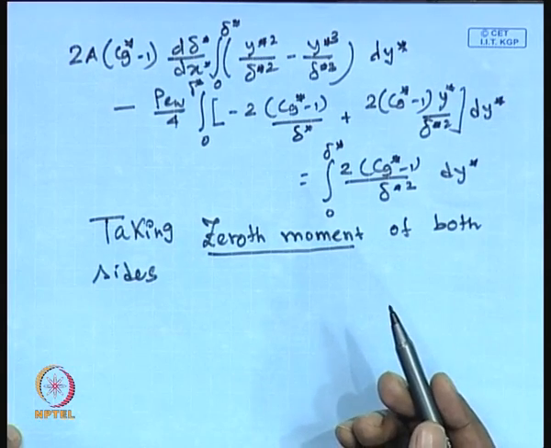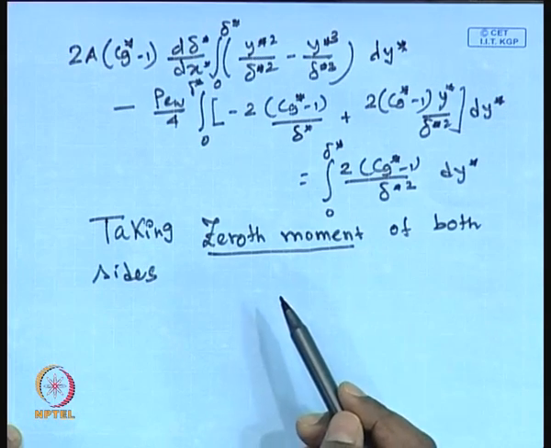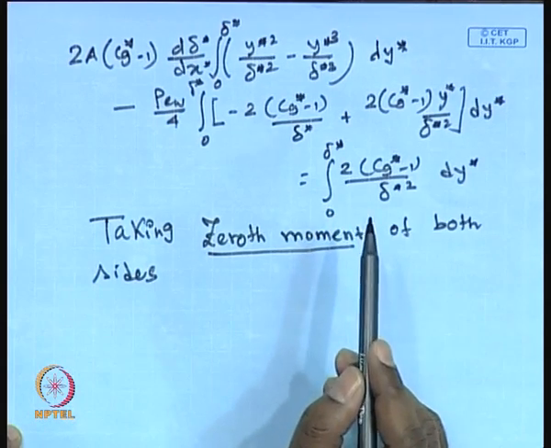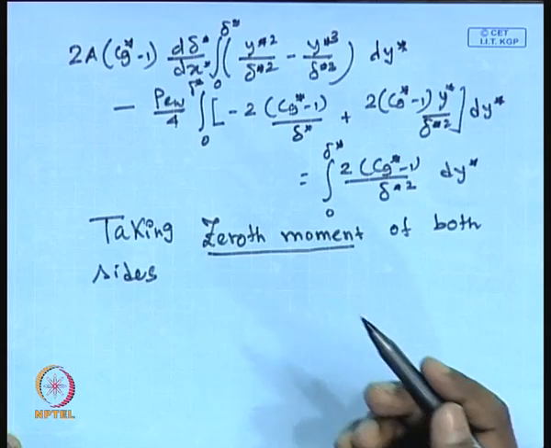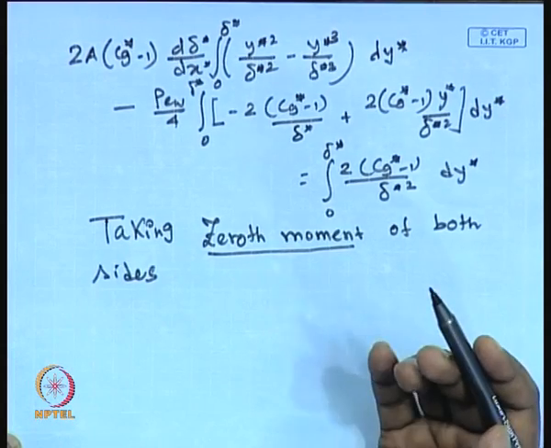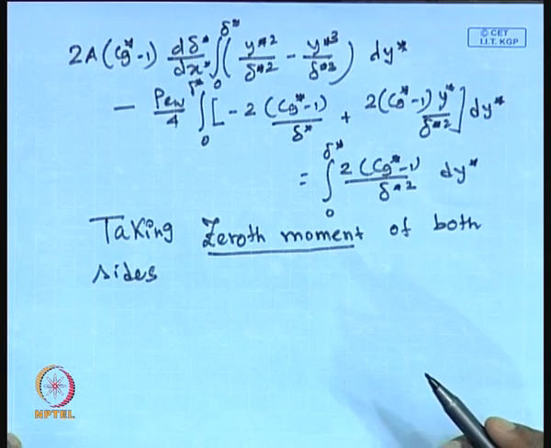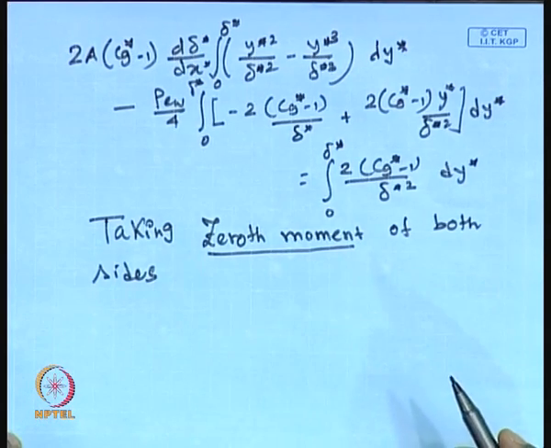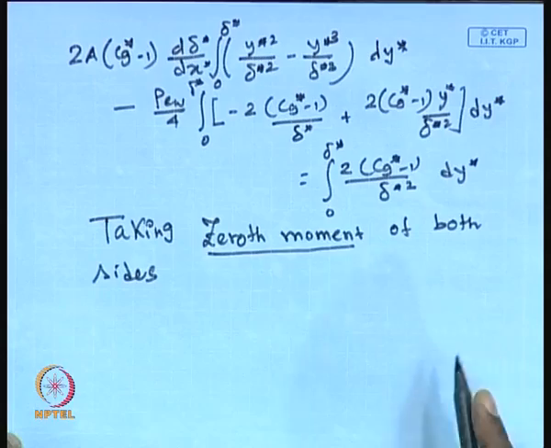That means you can multiply both sides by y star to the power 1 dy star and integrate across. But if you take a first moment of this equation, you will be landing up with an identity, because you will be basically exhausting your degrees of freedom. Now, there are certain conditions of the boundary layer analysis where there is a need to take the 0th order moment as well as the first order moment, but not in this case. Okay. So, if anyone is interested, we can discuss it later on, when to take the first order moment or higher order moments. But for this case, typically the 0th order moment is good enough.